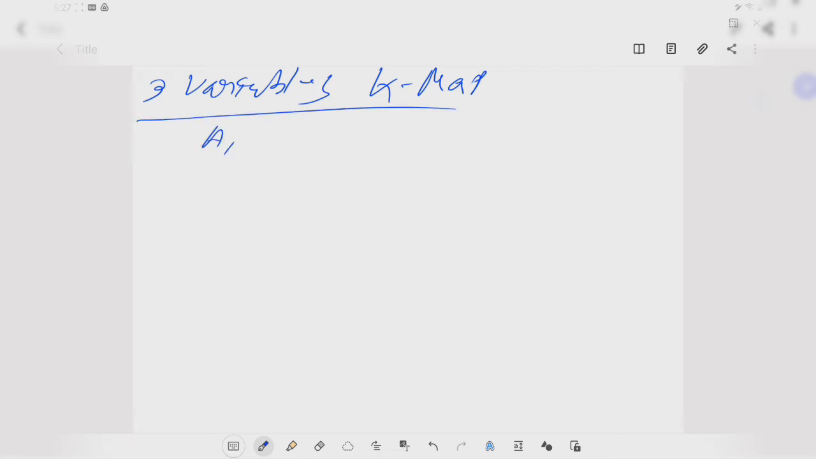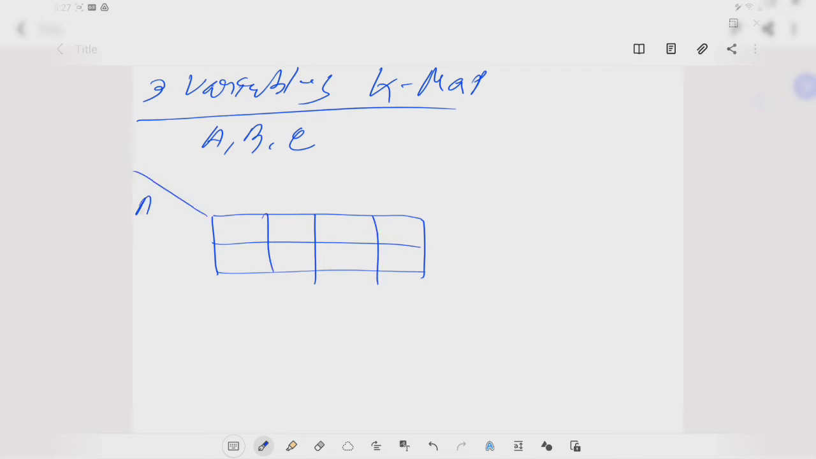Three variables A, B, C. So we know that we should have 8 minterms now. On one side we have A, which can be 0 or 1, and on the other side we have B, C: 0 0, 0 1, 1 1, 1 0. It's important to know that: after 0 1, we put 1 1, not 1 0. So it's 0 0, 0 1, 1 1, 1 0, because it's making a wrap.